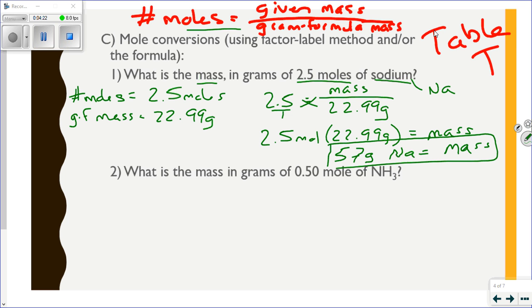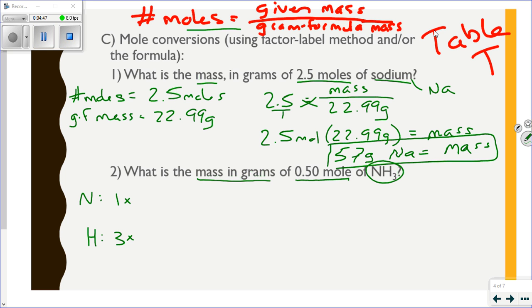Let's try another. Same question. What is the mass in grams of 0.5 mole of NH3? Now this is interesting. When we go to find the gram formula mass, we're going to need to split this into elements. So let's go back to what we did before. The gram formula mass, I'm going to write down first every element, N and H, and then how many of each I have. I've got 1 nitrogen and I've got 3 hydrogens.